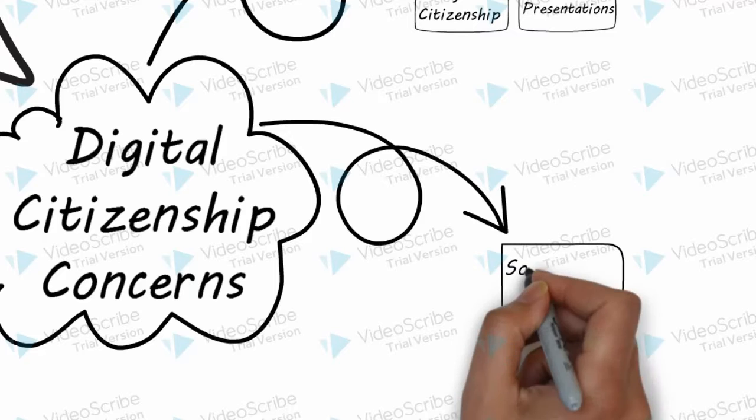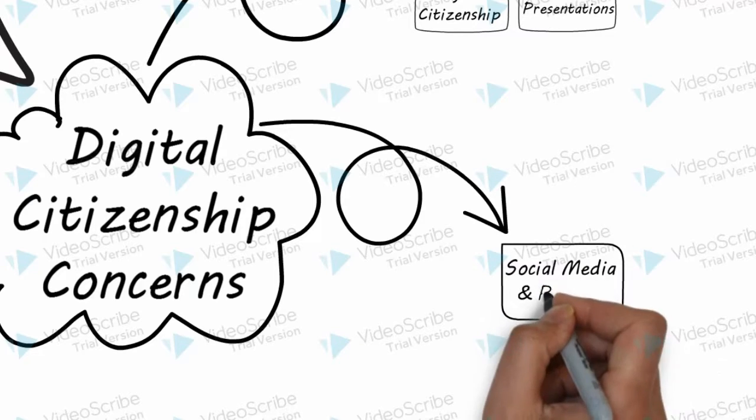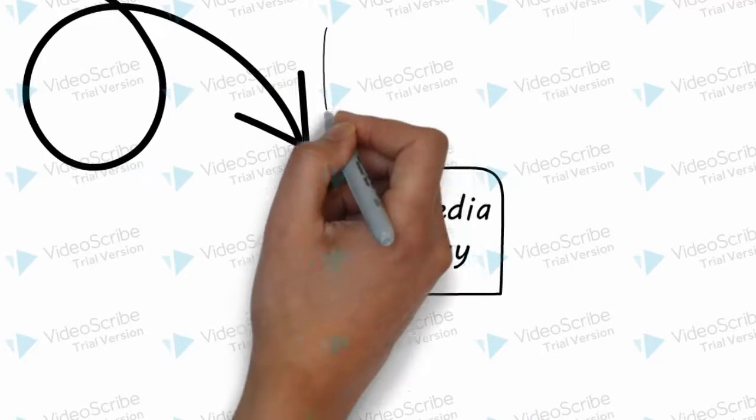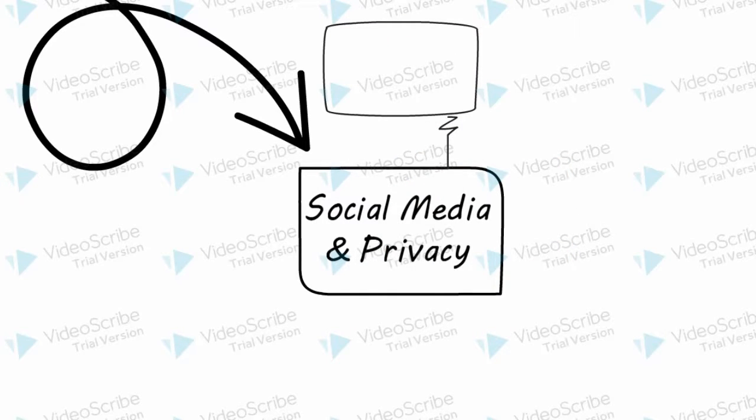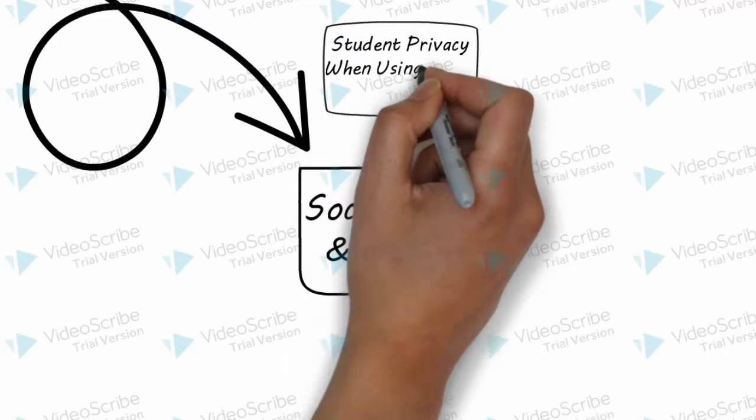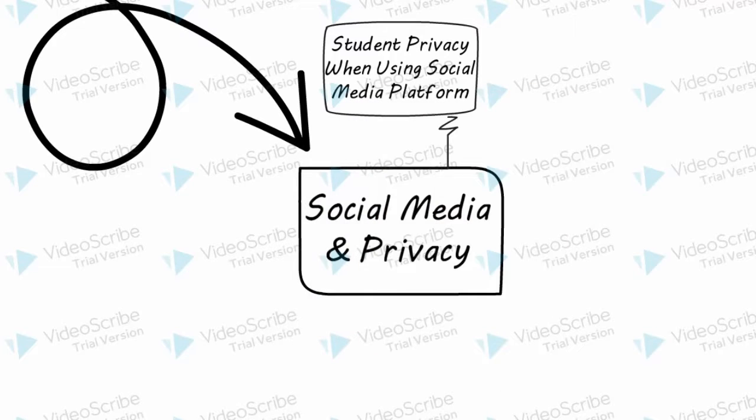Erin has concerns with social media and privacy. Erin expresses her concerns for maintaining student privacy when using social media platforms with her students. Joel echoes her concerns and wonders how the school board would support teachers who experience problems with this.